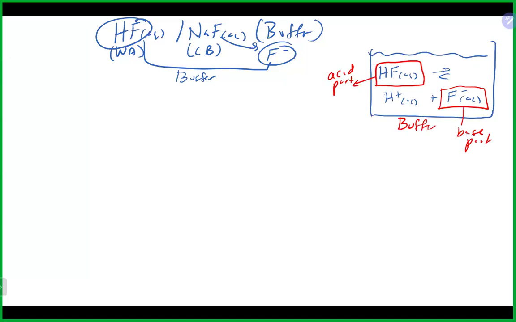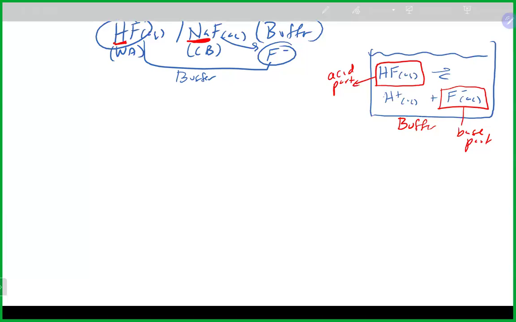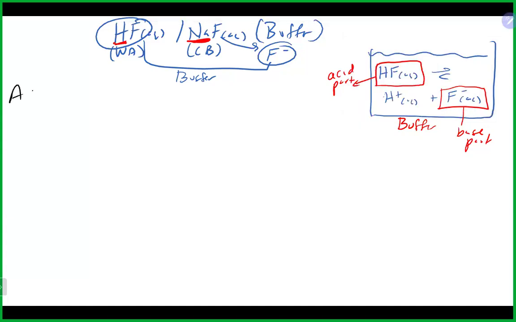Now, the base part of the buffer is mainly coming from this guy. That's going to supply a lot of F minus in that solution. And obviously here our HF is going to supply the HF. And both of those things are in the solution floating around. So now what I want to do is I want to add to this buffer. I want to now add some HCl, which is again a strong acid.